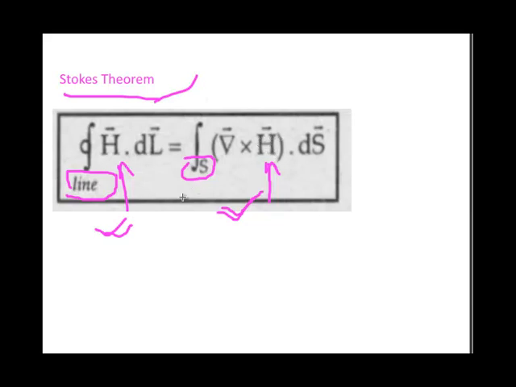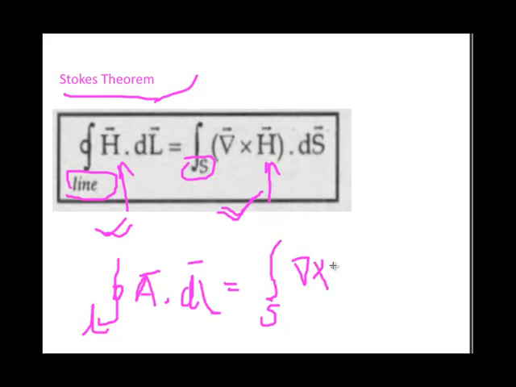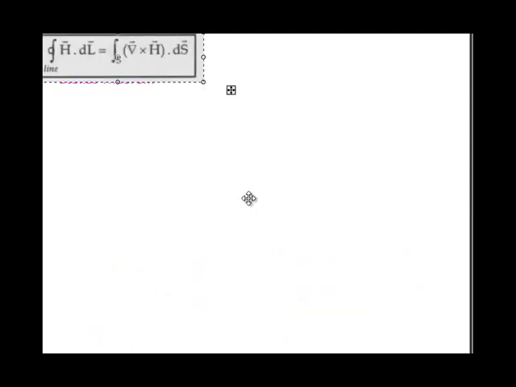So if I take the line integration of any vector A dot dl, then with the help of Stokes theorem it can be converted into surface integration of del cross A dot ds. With the help of Stokes theorem we can convert any line integration to any surface integration, or any surface integration to any line integration. So it is the application of Stokes theorem. It is based on Ampere's Circuital law.